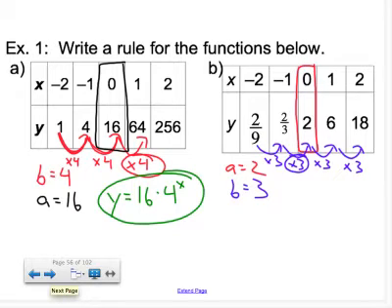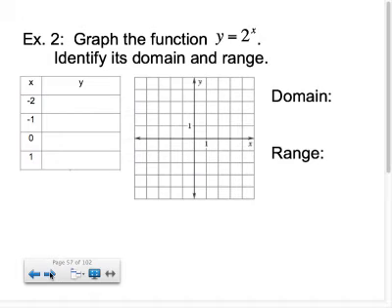Positive 3. And so your final function here in part B would be y equals 2 times 3 to the x power. Again, it's just an exponential relationship. The relationship between x and y is no longer linear, but it's now exponential.